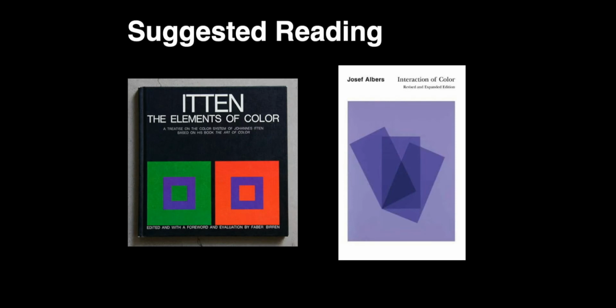If you are interested in learning more about color and color theory, I highly suggest these two books. The Elements of Color by Eaton and Joseph Albers' Interaction of Color are both amazing books. Some of these books can be hard to find. Eaton's book especially is hard to find. But if you find it, definitely pick it up.